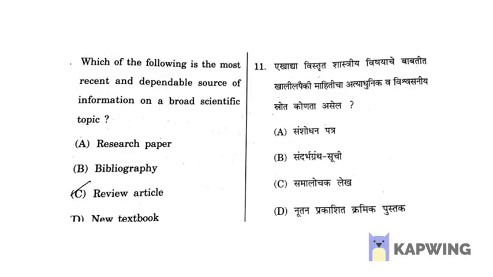Okay friends, moving on to the next question. Which of the following is the most recent and dependable source of information on a broad scientific topic? Bibliography is ruled out. New textbook is also ruled out, because for broad scientific topics you cannot rely on this. But research paper and review article, the competition is between these 2. Most recent can be a research paper or review article, but they have said a broad scientific topic. A research paper focuses on a small scientific topic. A review article can have hundreds of papers, covering a broad topic. So I will go with review article, C. Okay, the correct answer is C. Hope friends you have written it correctly.